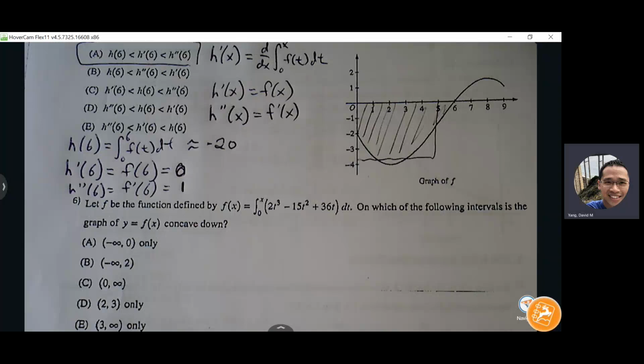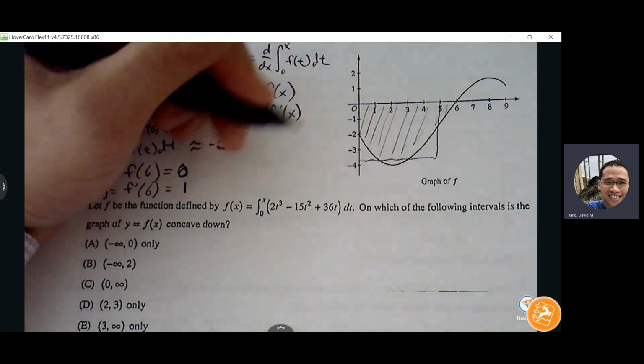Okay, let f be the function defined by f of x, which is defined as the definite integral from 0 to x of 2t cubed minus 15t squared plus 36t. On which of the following intervals is the graph of f of x concave down? So anything dealing with concavity, we have to work our way down to which derivative? First, yeah, right. First derivative is for your increase, decrease, relative max, relative min. Concavity, concave up, concave down, point of inflection, that's all second derivative. So let's make our way down to the second derivative.